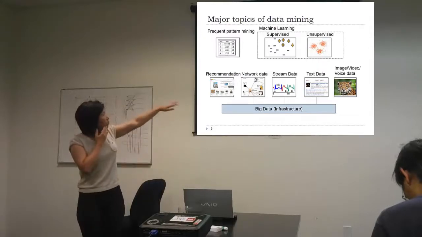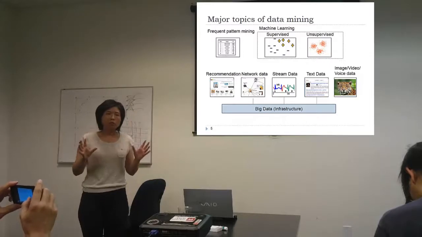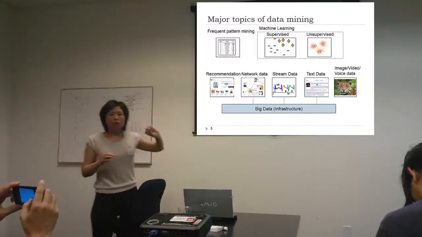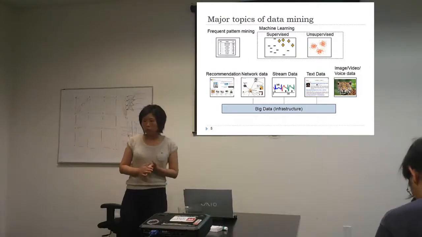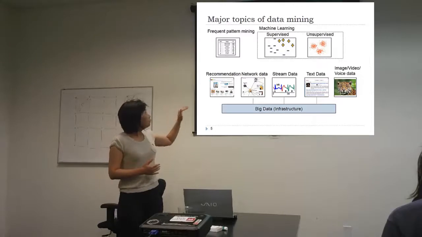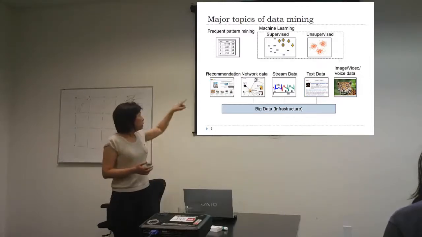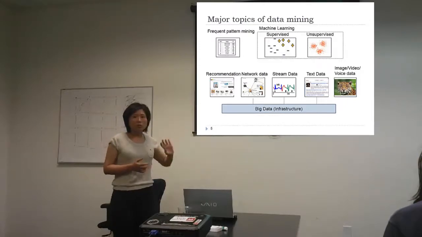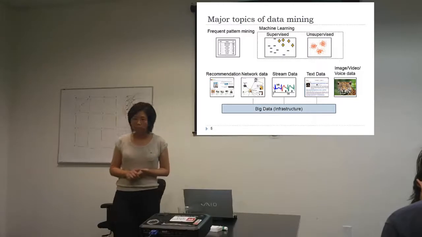So all these domains actually use the methodology I just talked about at the top. In stream mining, you can use frequent pattern mining. You can use supervised learning. You can use clustering. So there are different ways to understand the data. Each of these basic methodologies can still apply to each domain we just talked about.